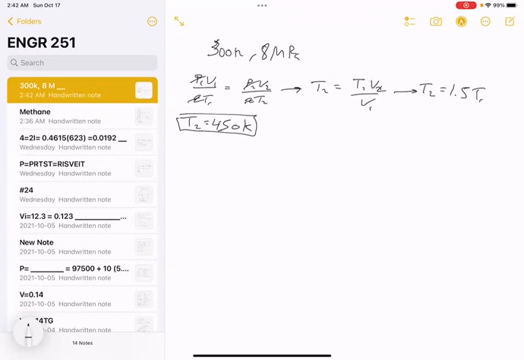Now this is our first estimate, and the reason it's an estimate is because this is the ideal gas equation. It employs certain assumptions and approximations that might not always be valid, and this is why we're going to try again using the compressibility charts and see what we get.